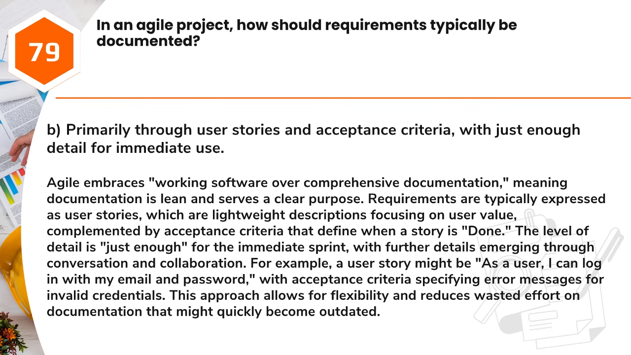The level of detail is just enough for the immediate sprint, with further details emerging through conversation and collaboration. For example, a user story might be, as a user, I can log in with my email and password, with acceptance criteria specifying error messages for invalid credentials. This approach allows for flexibility and reduces wasted effort on documentation that might quickly become outdated.